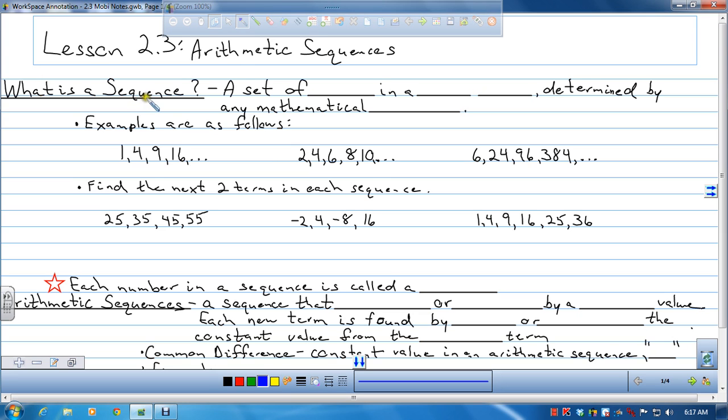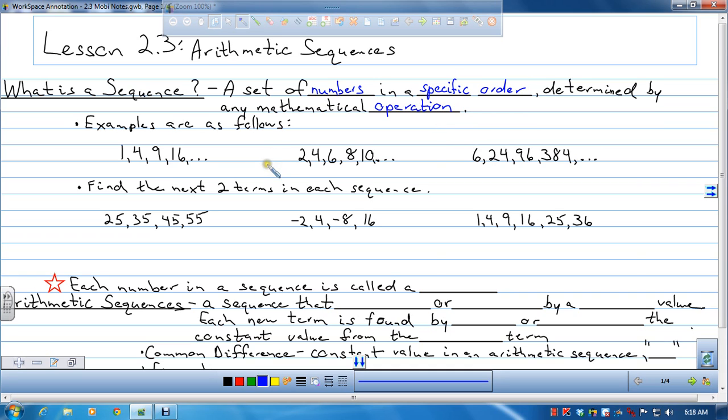It's a type of pattern that you've dealt with before. But what is a sequence? Well, in this context, it's going to be a set of numbers. Whoops, my pen won't work there. There we go. It's going to be a set of numbers in a specific order, and that order is going to be determined by any mathematical operation.